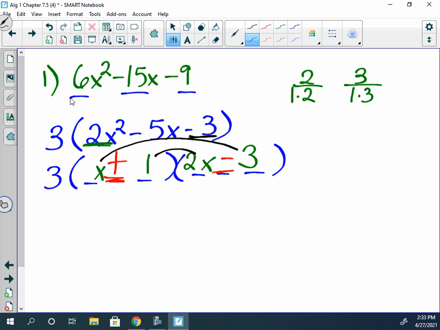Well, x times -3 is -3x. 1 times 2x is plus 2x. And -3x plus 2x would be negative x, yes? Is that what we wanted? No. Okay.